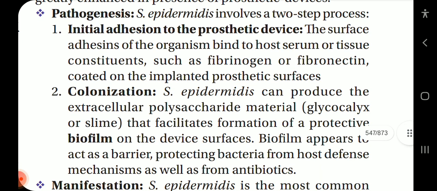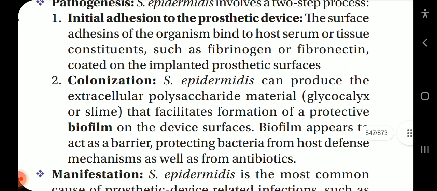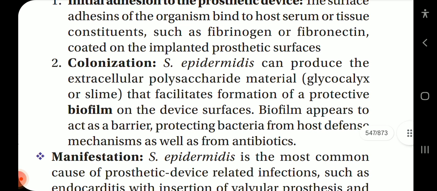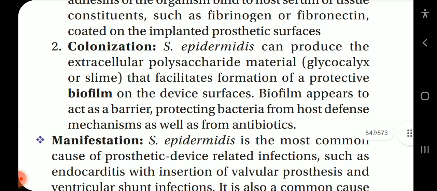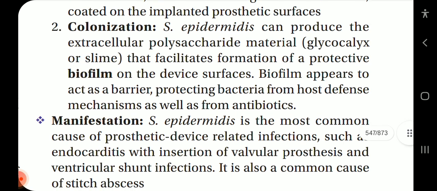Pathogenesis. Staph epidermidis involves a two-step process. Initial adhesion to the prosthetic device. The surface adhesins of the organisms bind to the host serum or tissue constituents such as fibrinogen or fibronectin coated on the implanted prosthetic surface.